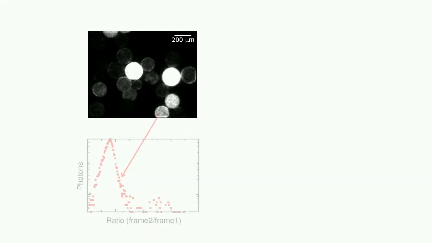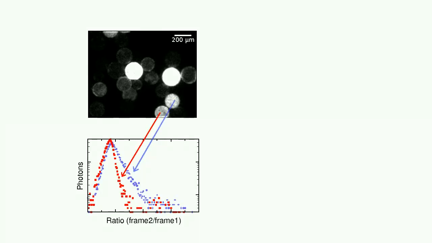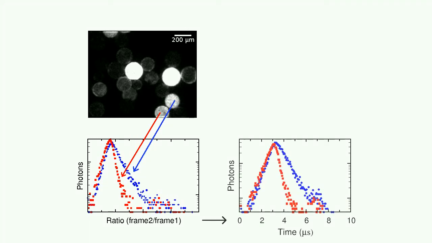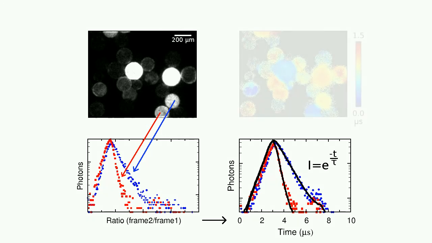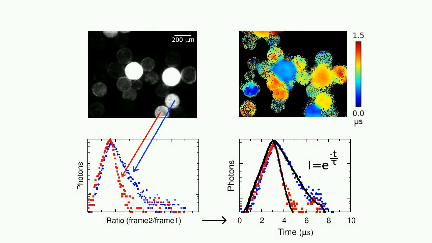Here's an intensity image of beads with different iridium compounds in them. The image is built pixel by pixel as shown before, but now we also have a histogram of the photon ratios for each pixel of the image. We can then convert the ratio to time using the conversion function. The result is a normal time decay that we can fit with an exponential function to find the decay time. We do this to every pixel of the image and color code the decay times to get a lifetime image of the sample.